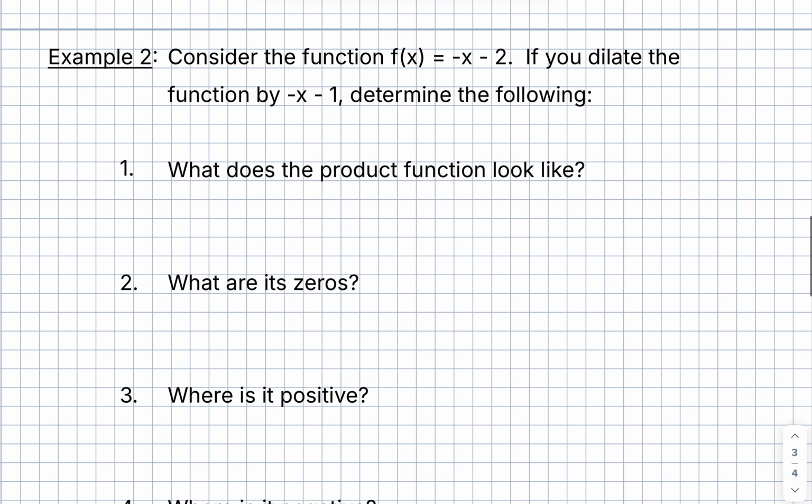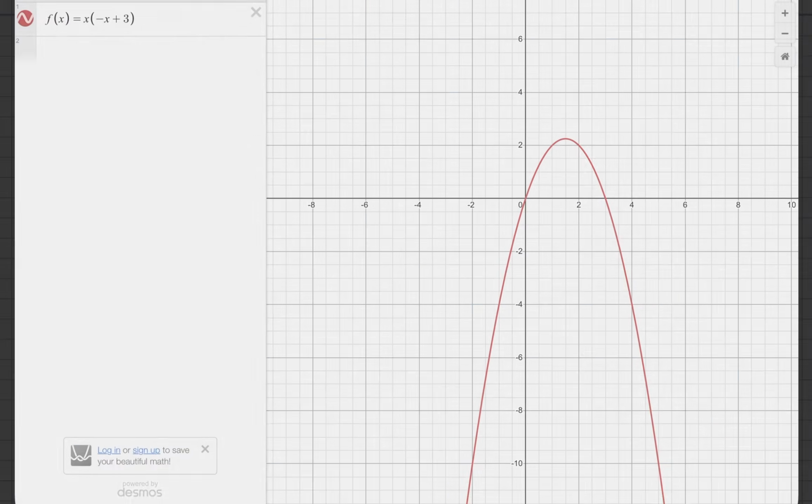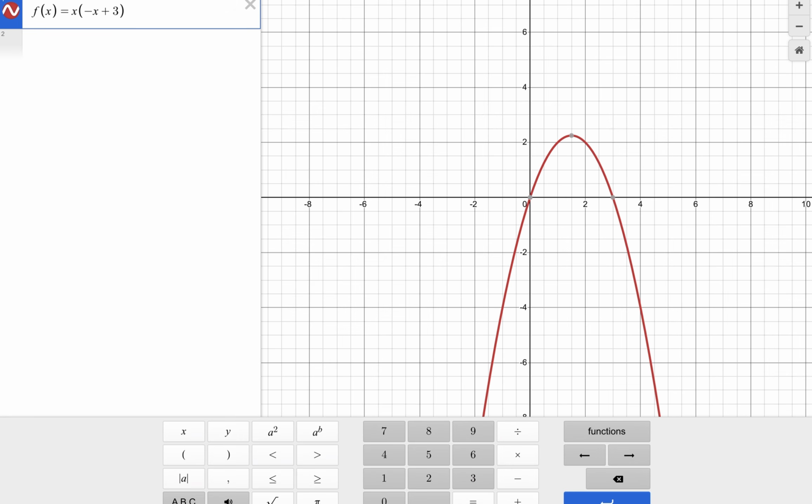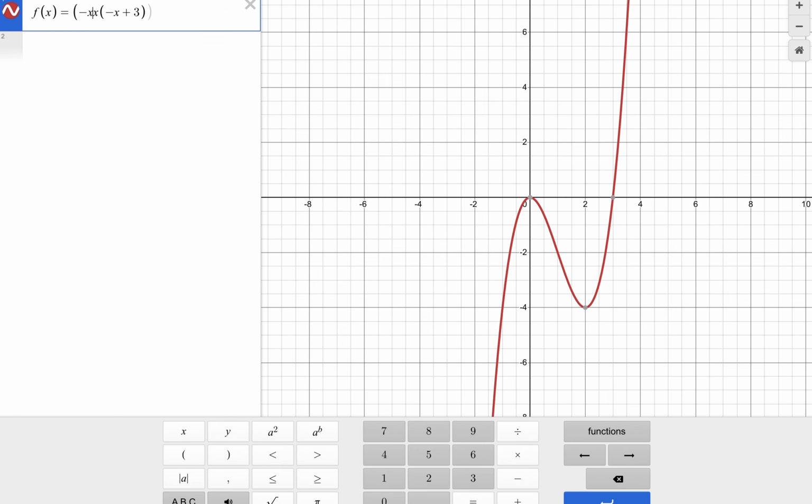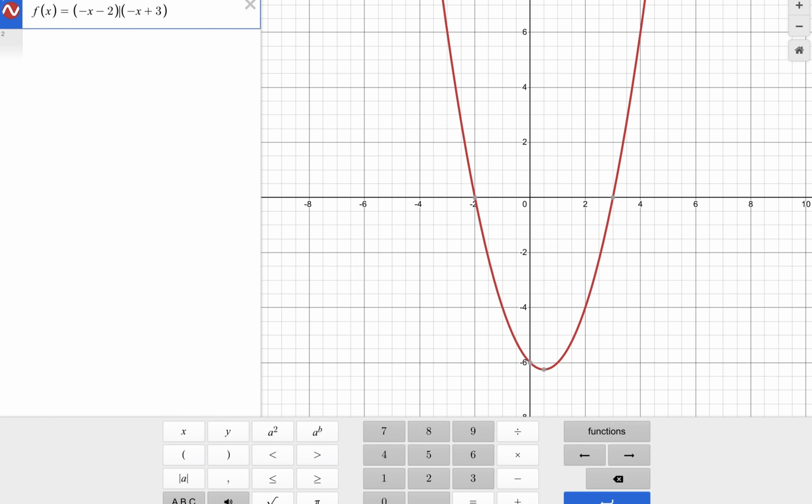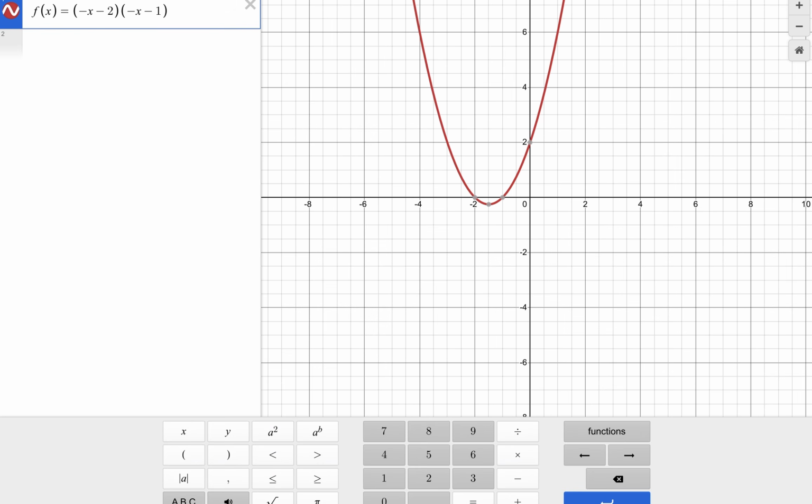We have two linear functions again. This time we have negative x minus 2, and we're going to dilate that function by negative x minus 1. Okay? Both of those are linear functions. So what does that look like? Let's go ahead and type that in. Negative x minus 2 times negative x minus 1.